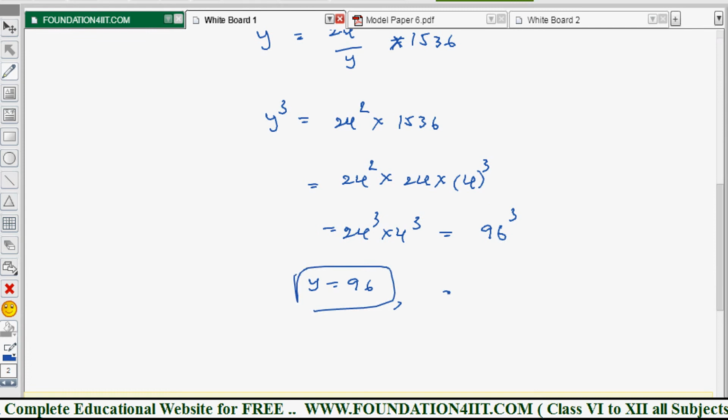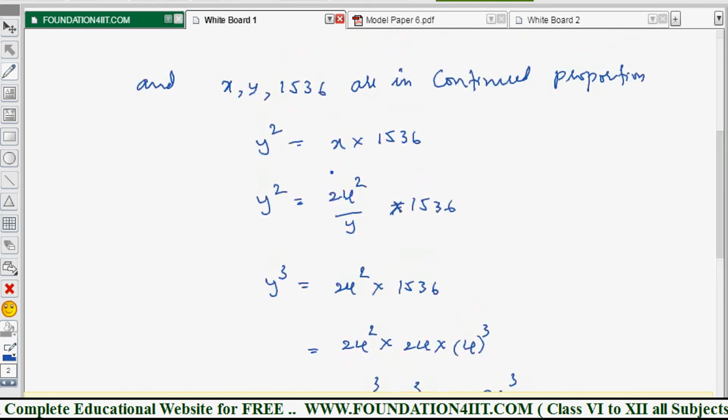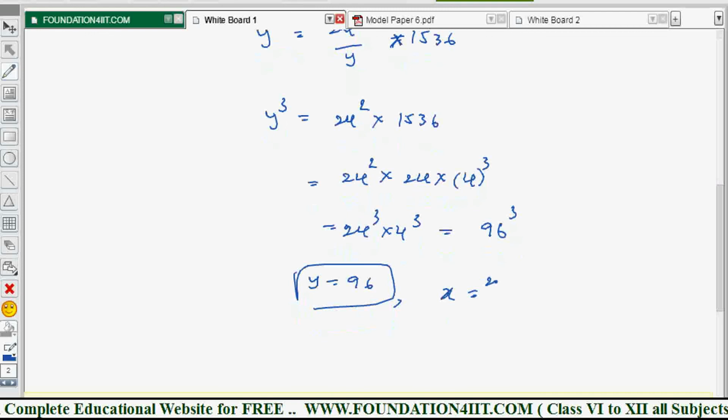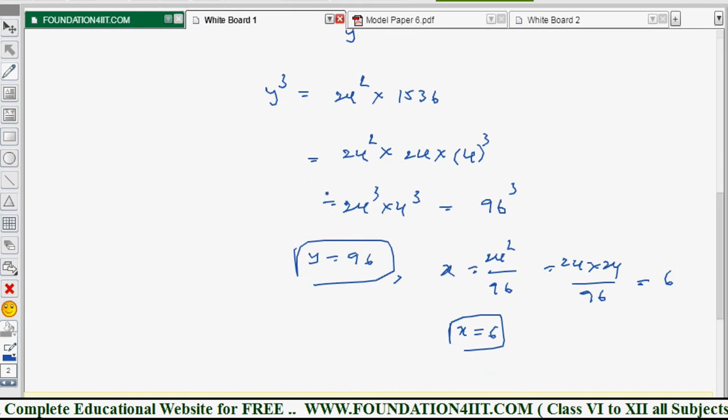If we have the y value, now we get the x value, because x value is 24 squared by y from the first statement. So x is equal to 24 squared by y, which is 24 into 24 by 96. By simplifying, x is equal to 6. The x value is 6 and the y value is 96. These are the two numbers, 6 comma 96 are the two numbers.